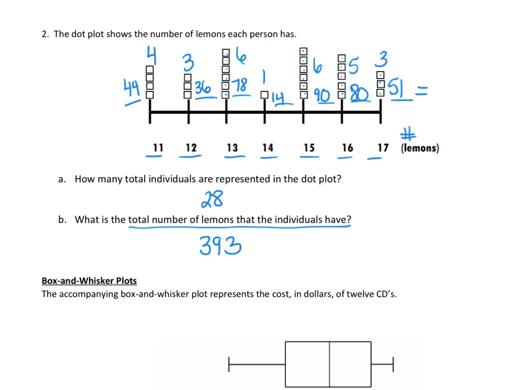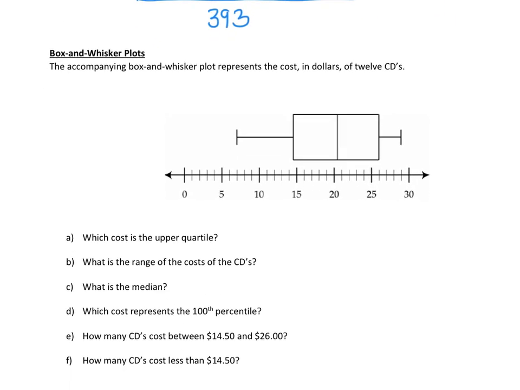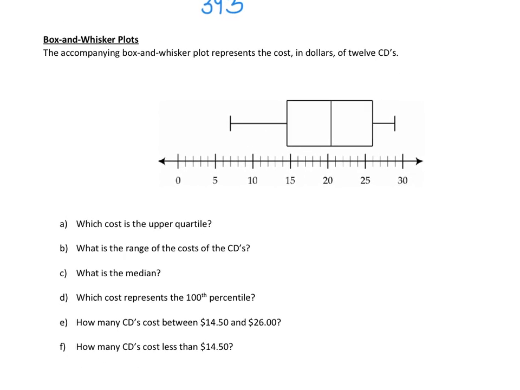Now we have one more type of data to look at, and that's a box and whisker plot. So we're going to label some parts of this box and whisker plot. It's called a box and whisker plot because it looks like a box with some whiskers coming out of it. So a box and whisker plot represents a few things. We have a minimum and a maximum. This middle part is actually our median, or the middle of the data.